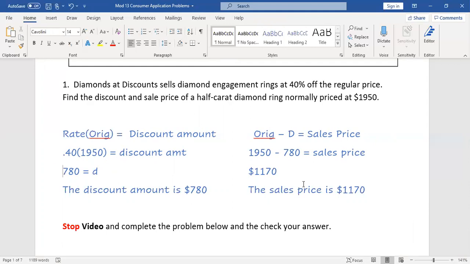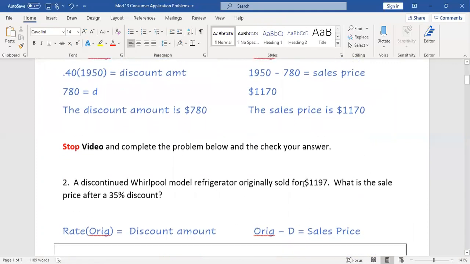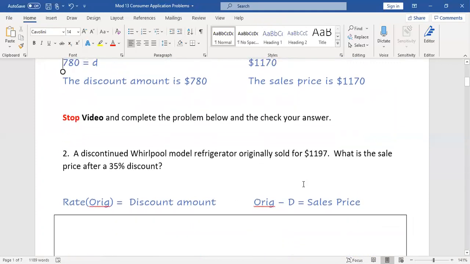Okay, now it's time for you to give this a try on your own. Stop the video and go ahead and complete the next question. A discontinued Whirlpool model refrigerator originally cost $1,197. What is the sale price after a 35% discount? Go ahead and give this a try on your own.